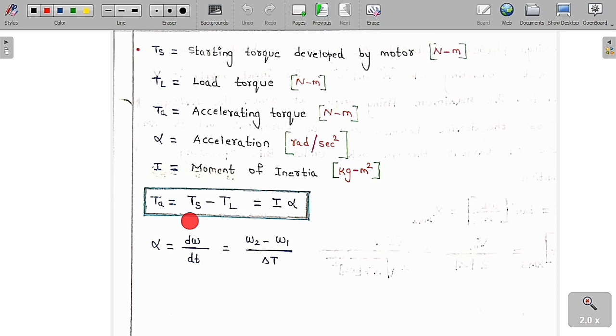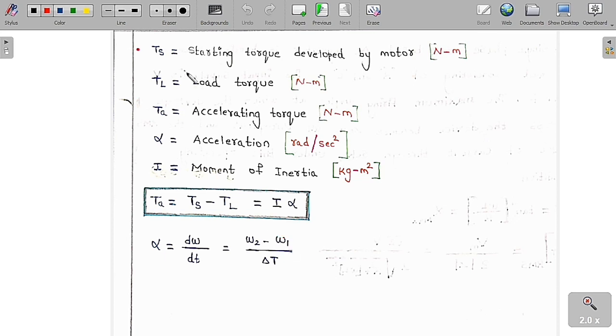The starting torque is provided by the motor, it is generated by the motor. The load torque is what is required to rotate, and the accelerating torque is equal to I into alpha. So alpha is equal to d omega by dt, which is equal to omega 2 minus omega 1 by delta t. That is the amount of change in angular speed in any given amount of time.